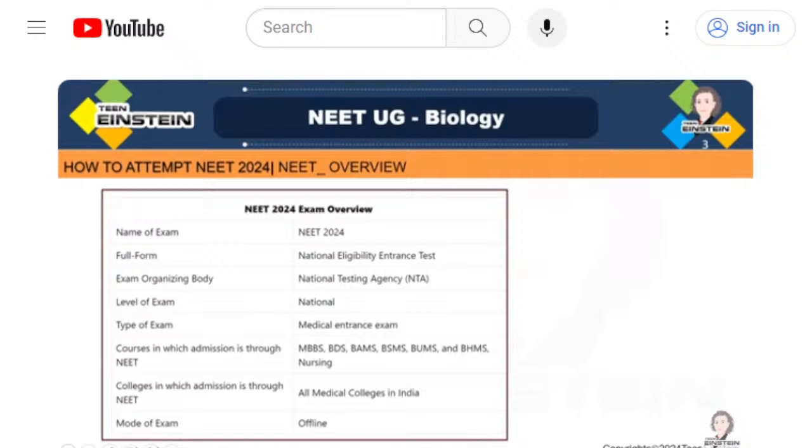and AIIMS. Okay, so this one and only exam will help you get admission to all the medical courses we have mentioned here.